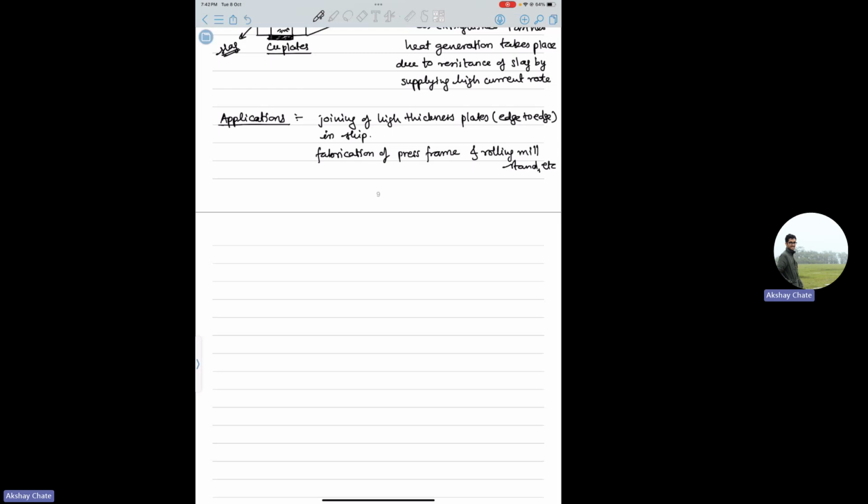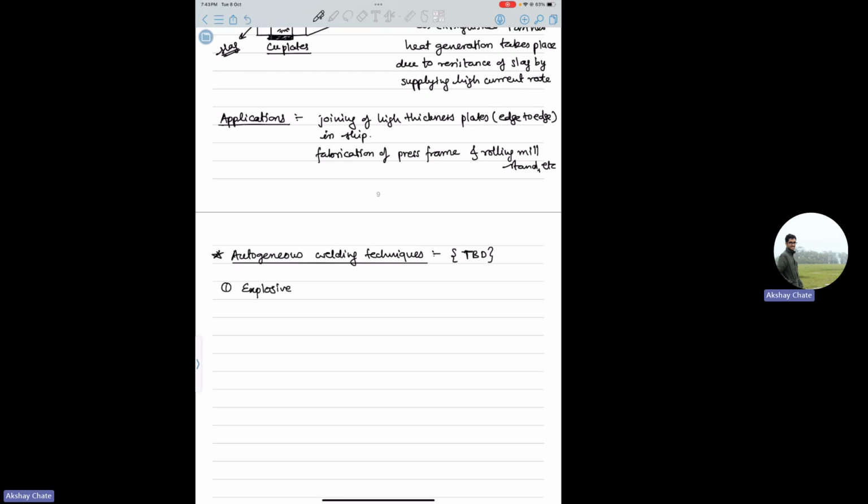So next class we'll discuss some things about these autogenous welding techniques. Here you should remember that they don't use any filler materials. This is like a TBD; next class we'll do this. Okay, and I'll just note down what all comes under this category.